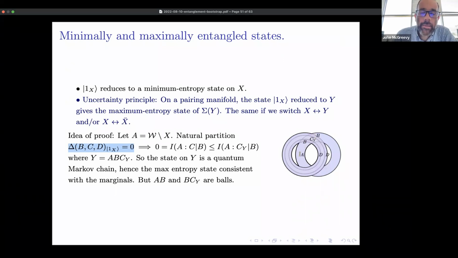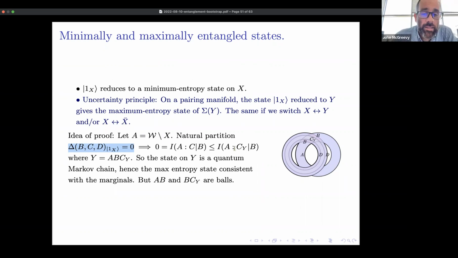And so let A be the rest of W besides X. So it's W minus X. So in this picture, it's the rest of this annulus. It's the rest of Y. So think of this is X, that's BCD, and this is Y. So Y is equal to ABC sub Y. And strong subadditivity says that this inequality holds. This is a conditional mutual information of a decomposition of Y.